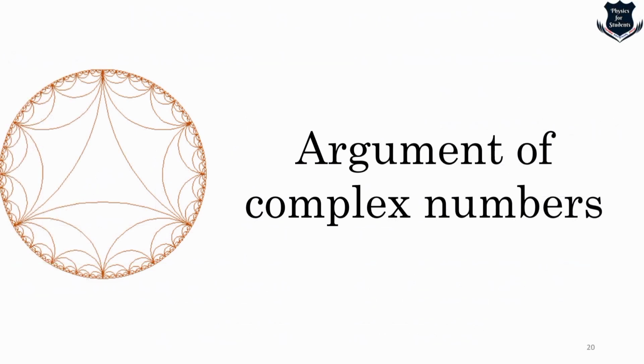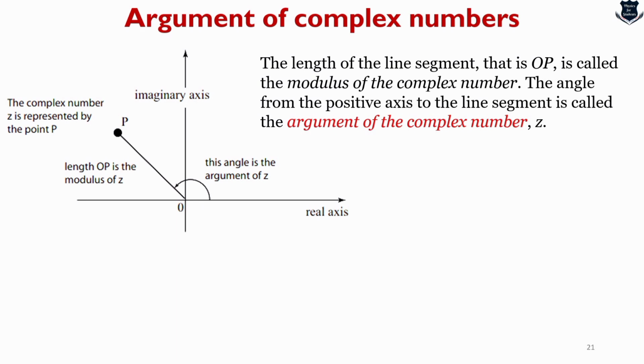Okay, there is something called the argument of complex numbers. The length of the line segment, that is OP, you can see here, is called the modulus, and the angle which forms is called the argument. Mind, the spelling is not the normal argument which we mean in English. It is A-R-G-U.